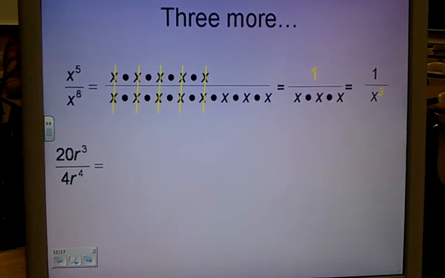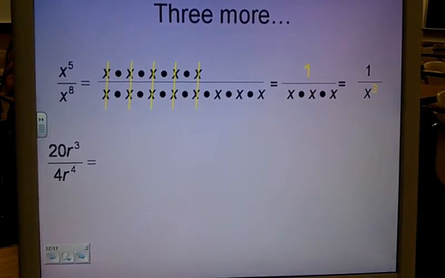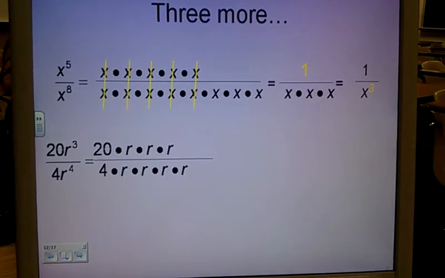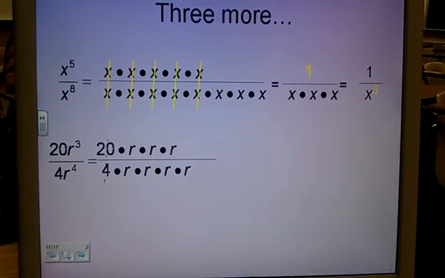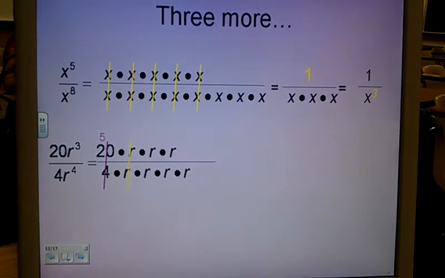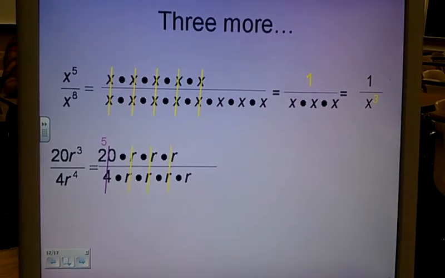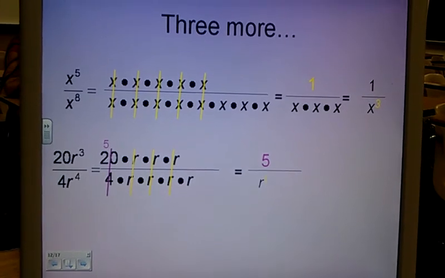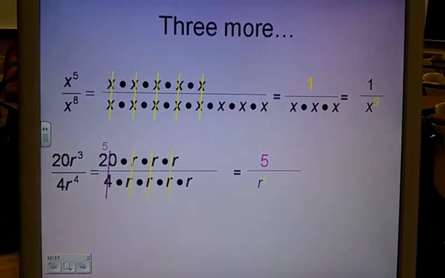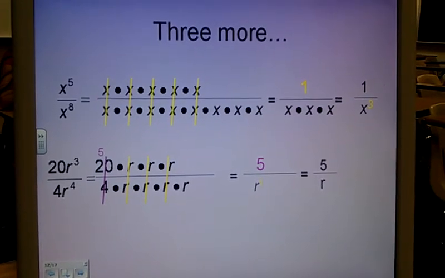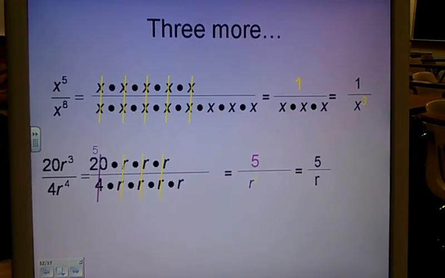The next problem, you notice this one has lead coefficients of 20 and 4. You would take 20 divided by 4, just like we would a regular number, and get 5. Divide out the r's, and you have 5 over r to the 1st power, or you can just rewrite it as 5 over r. It also can be written as 5r to the negative 1.